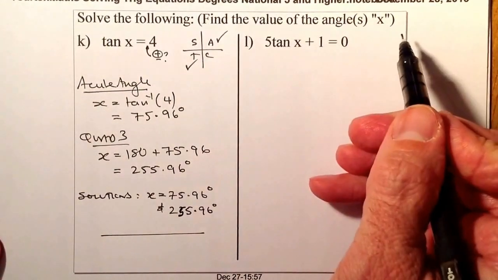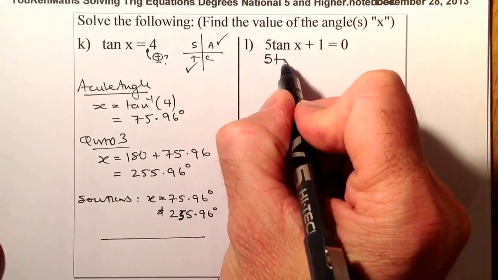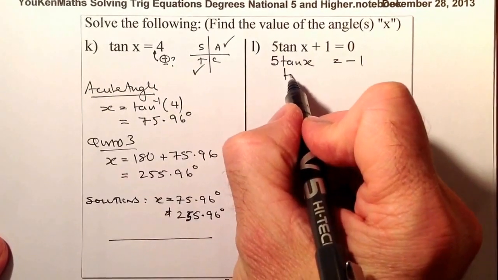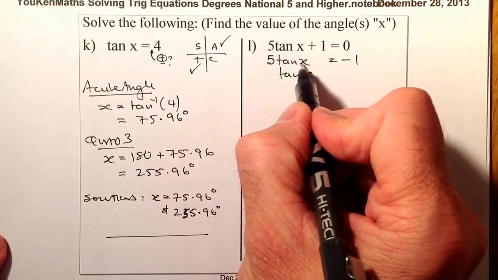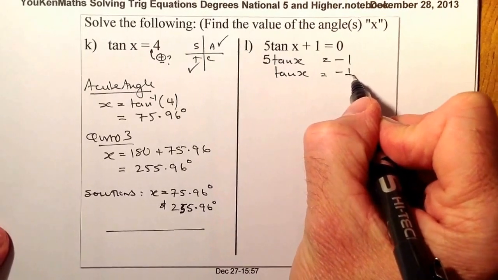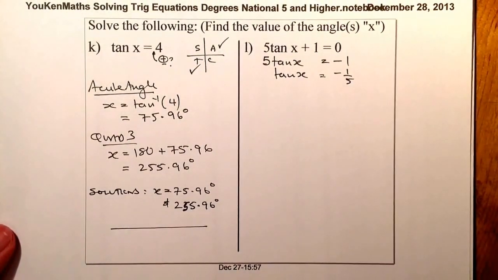Okay, I'm going to get that 1 over to the other side because I want to get tan x on its own. So I've got 5 tan x is equal to minus 1. Then, to get rid of the 5 on the tan x, I'm going to divide the other side by 5. So I've got tan x is equal to minus 1 over 5.